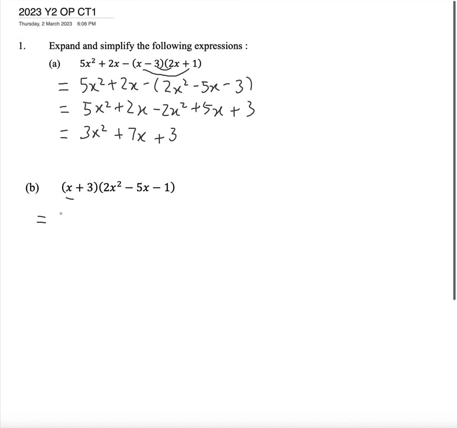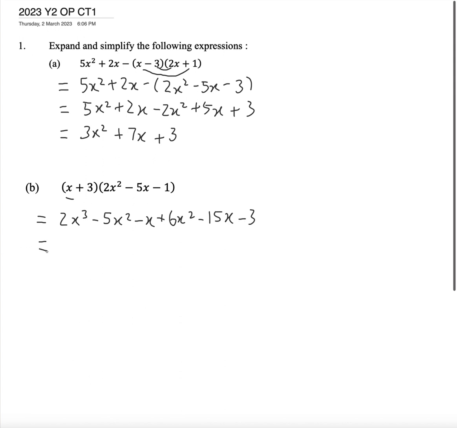So 2x squared times x is 2x cubed. Minus 5x times x is minus 5x squared. And minus 1 times x is minus x. Once we're finished, we look at the second term, which is plus 3, and multiply by every term in the second brackets. So 2x squared times 3 is 6x squared. Minus times plus is minus. 3 times 5 is 15x. And minus 1 times 3 is minus 3.